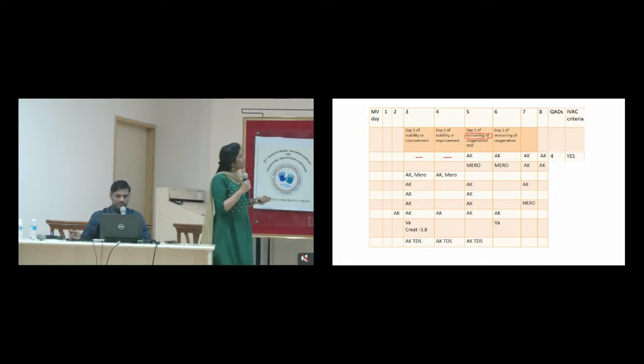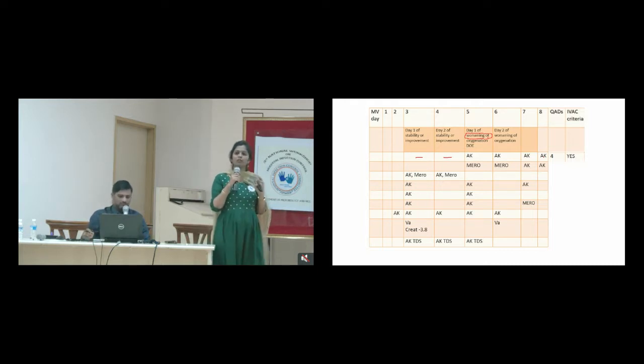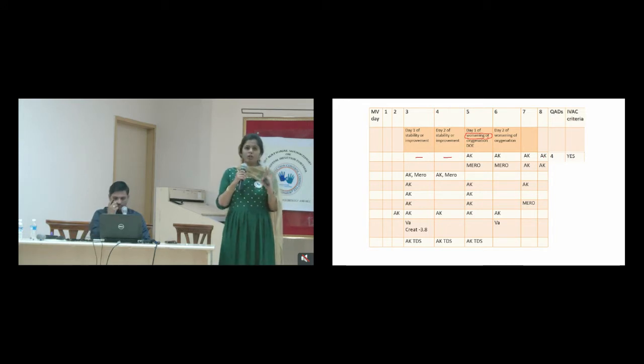Next we'll move on to the second example. Meropenem is given for 2 days followed by 2 days of amikacin. So how many days of QADs is it? 4. Is the first criterion of starting in the VAE window period satisfied? Not given in the preceding 2 days? Yes. And are there 4 consecutive days? Yes.